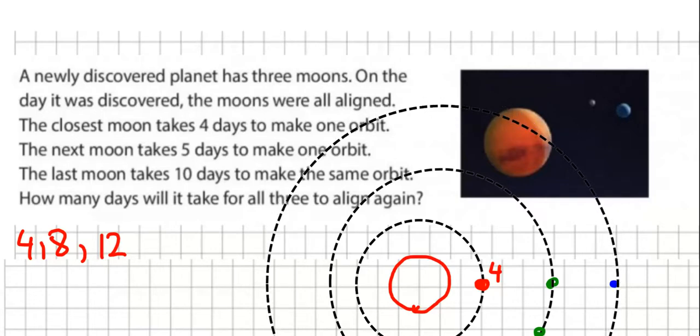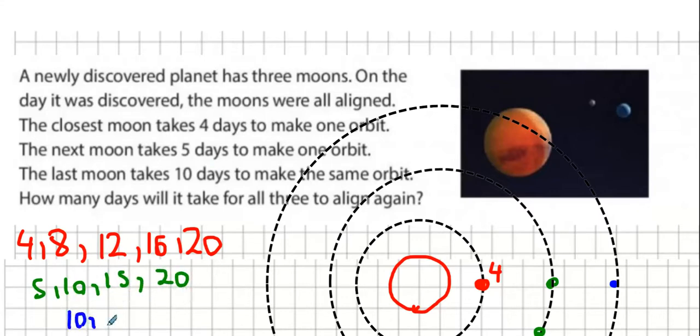Okay? So what we're trying to do is find the lowest common multiple of each one. And that's the next time they'll all be in line. So what's it? 4, 8, 12, 16, and 20. What about the green one? 5, 10, 15, and then finally the blue one. And what's the lowest common multiple? 20. They'll all be back in line after 20 days. After 20 days, they're all back where they started from.